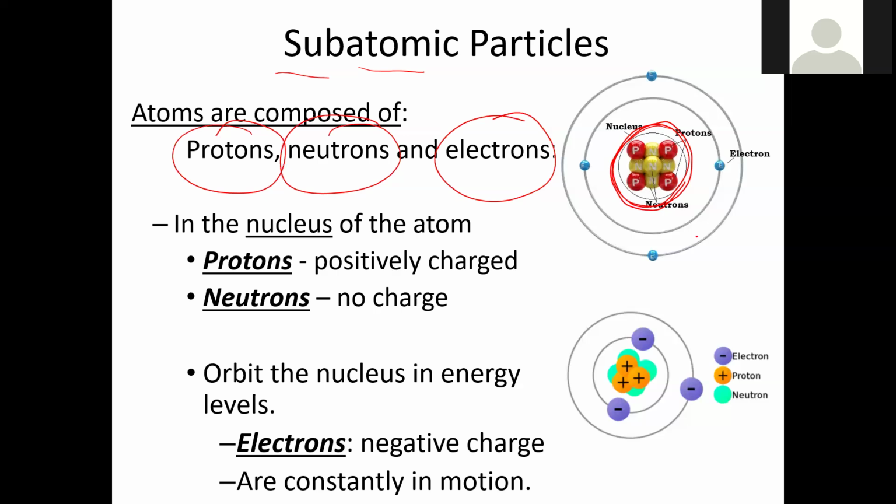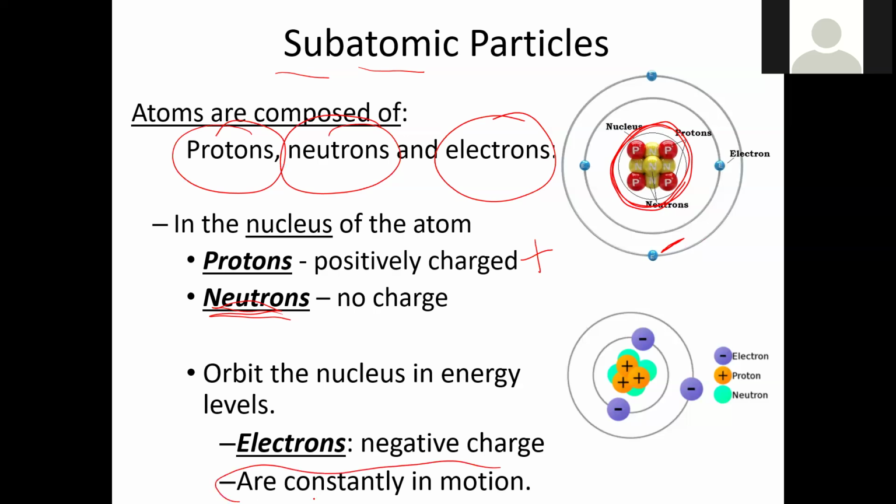In the nucleus, protons are positively charged. They have a little positive charge to them. Neutrons are neutral, so they don't have a charge. They're very neutral. They're not positive, they're not negative. And electrons are negative.